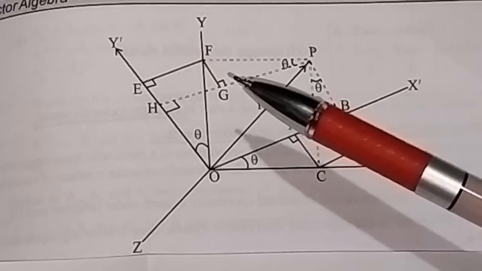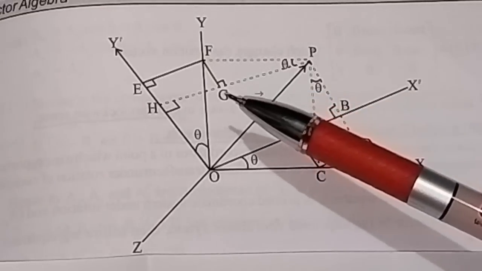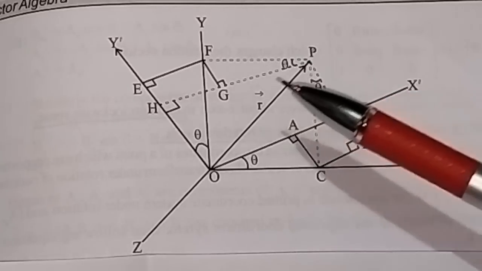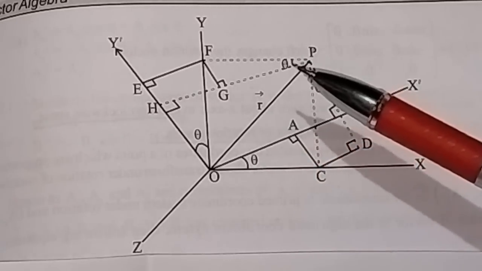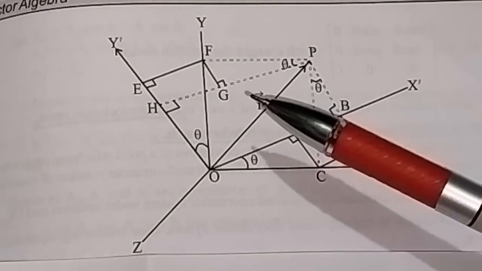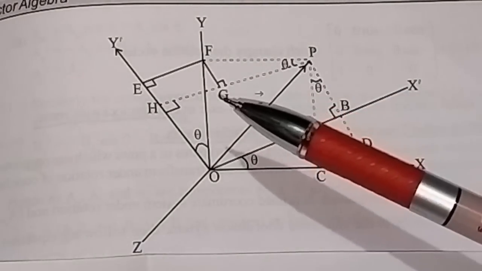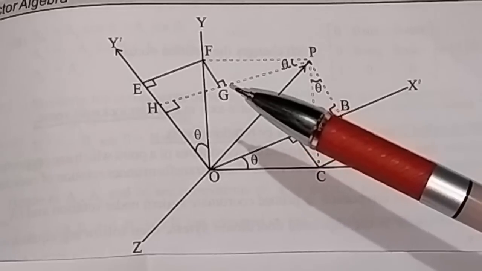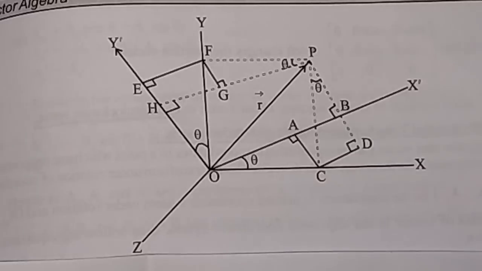Now you draw a perpendicular FG. So you have a right angle triangle FPG. This angle is theta. So in this right angle triangle FPG, what will be FG? FG will be equal to x sin theta. Is it not?